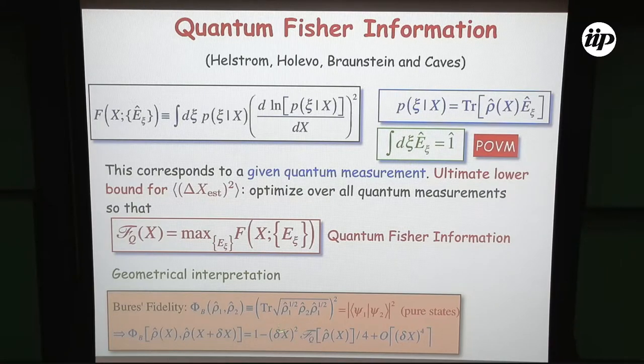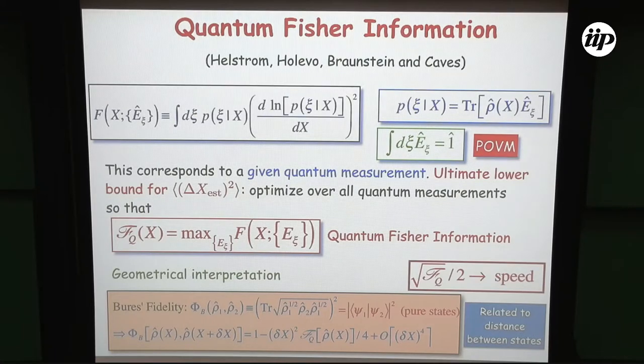And since the quantum Fisher information shows up multiplied by delta x squared, you can see that the square root of the quantum Fisher information divided by 2 is just the speed of variation of the two states as you change the parameter. Okay? I have to take the square root here because you have delta x squared here. So this is the speed of separation. So that's the geometrical interpretation of the quantum Fisher information. Okay? And that's very useful for several possible applications.